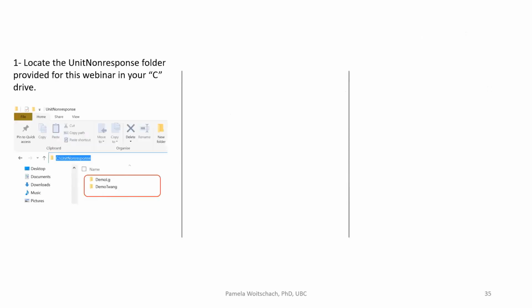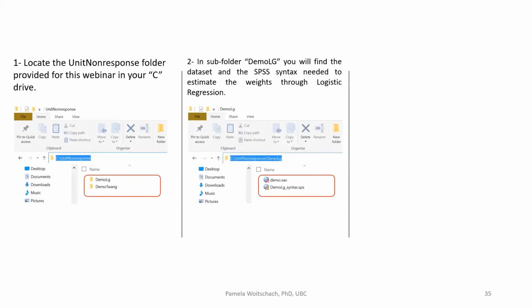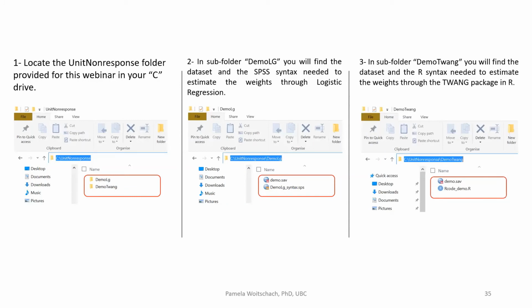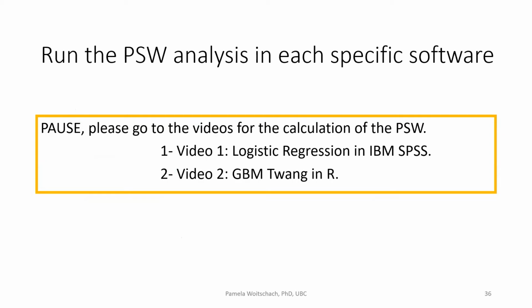Now let's see how you're going to locate the unit non-response folder in your directory C. Inside that folder, you are going to find two different subfolders. In the subfolder demo.lg, you are going to find a data set and a syntax file. And in the demo Twang, the same: you are going to find a data set and an R code that you have to open in your RStudio. Now, please go and see the videos for the calculation of the propensity score weighting using logistic regression and GBM in Twang.